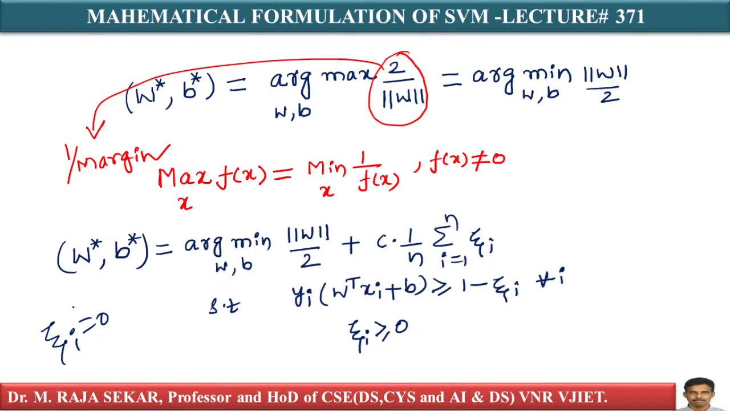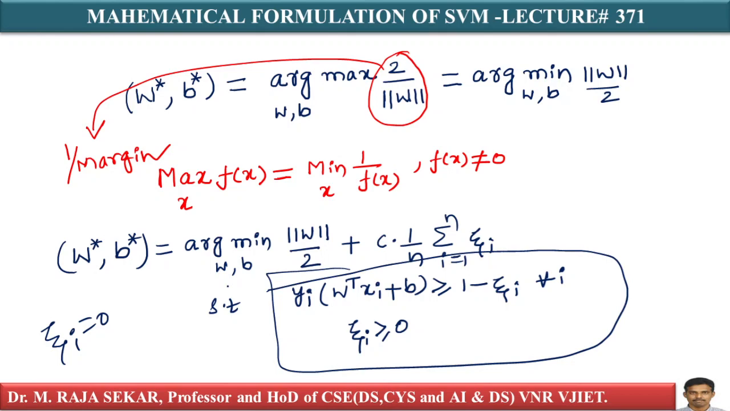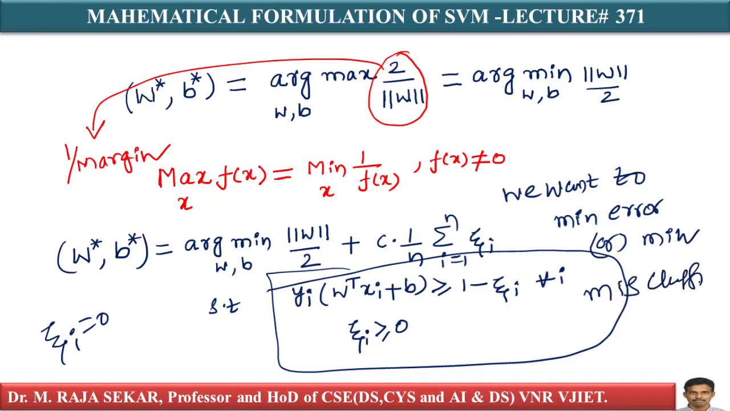Now, what do we want to minimize? Remember the constraint that we have written. This is my constraint, isn't it? We want to minimize error. What is our intention? We want to minimize the error, or we want to minimize misclassification, isn't it? What does minimizing misclassification mean?